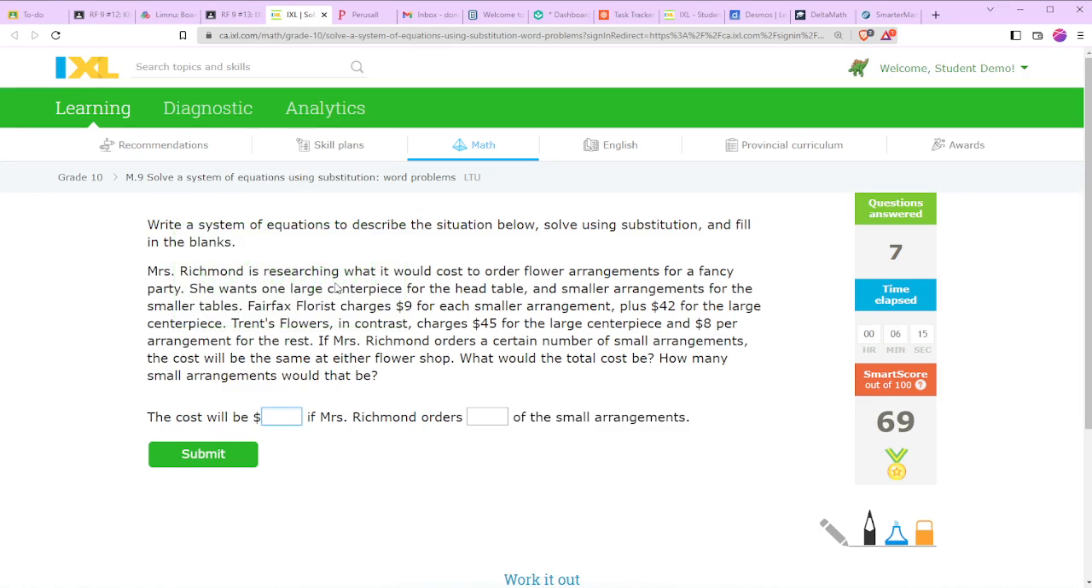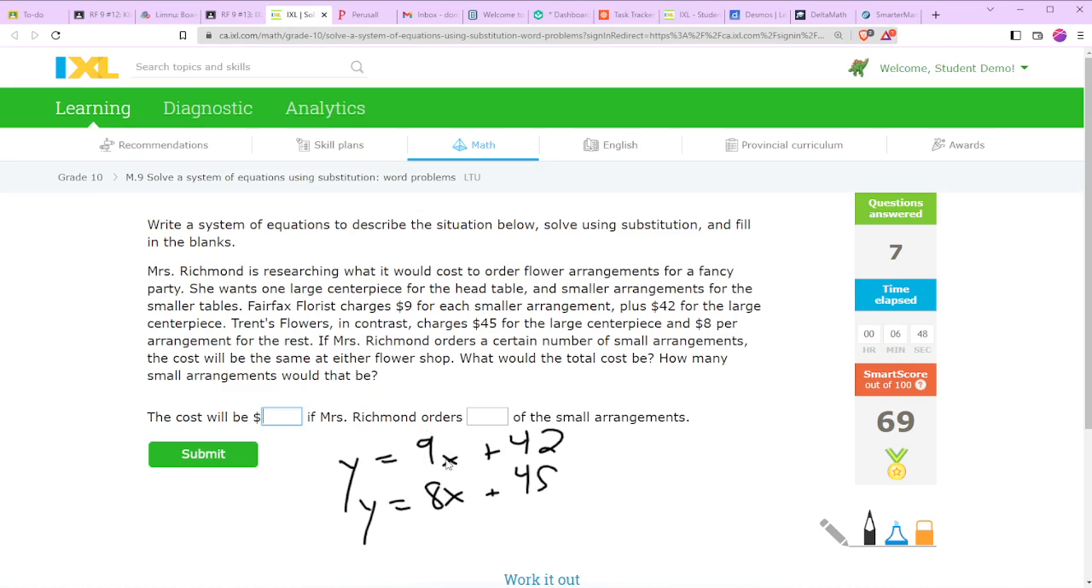Now, Mrs. Richmond is researching what it would cost in order to order flower arrangements for a fancy party. So Fairfax Florist charges $9 for the smaller arrangements plus $42 for the centerpiece. And Trent's Flowers charges $45 for the centerpiece, but only $8 for the rest. There's a $3 difference here and a $1 difference per small flower. So that tells me we're probably going to be 3 flowers in before it's the same.